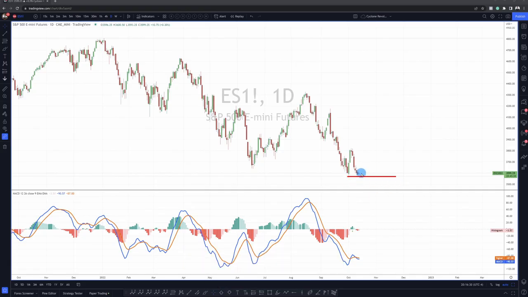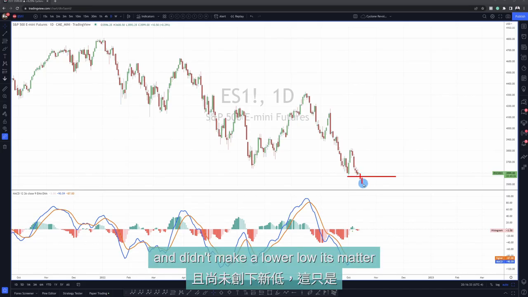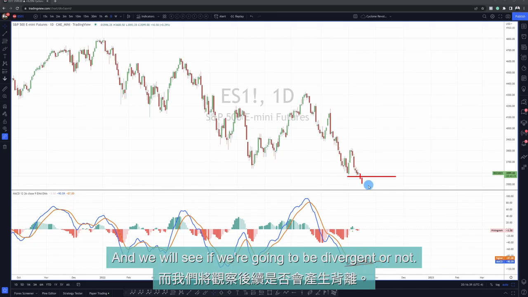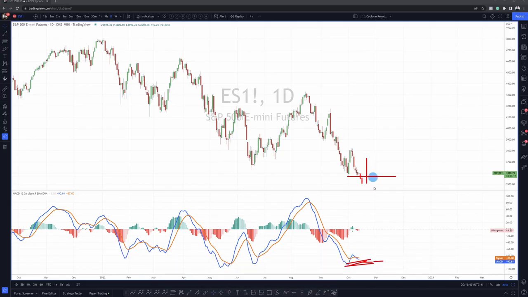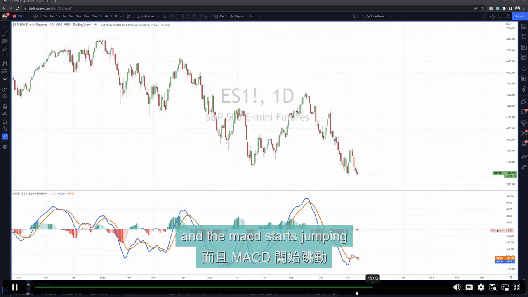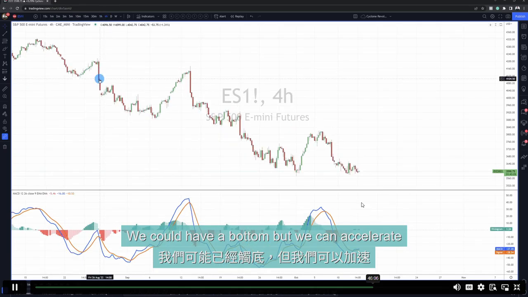The price continues lower and didn't make a lower low. It's a matter of time to have the lower low, and we will see if we're going to be divergent or not. Because if the price reverses and the MACD starts jumping, we could have a bottom. But we can accelerate the entry also by moving to lower time frames.